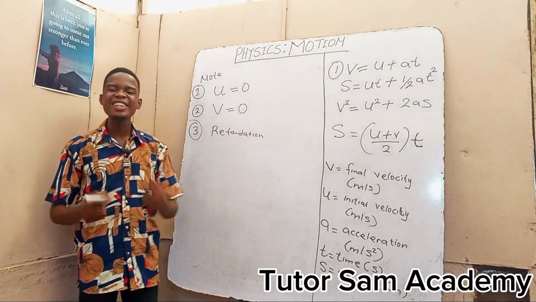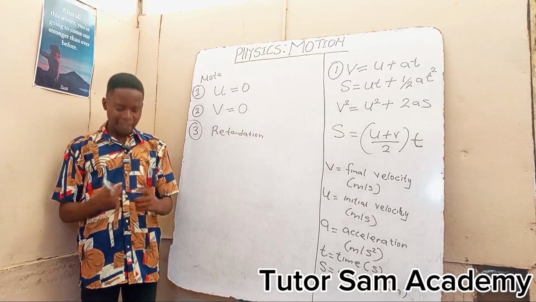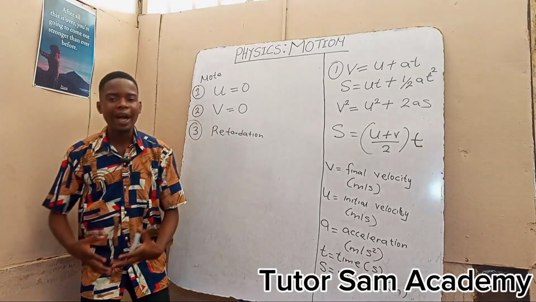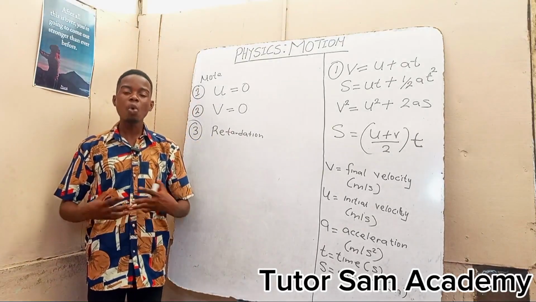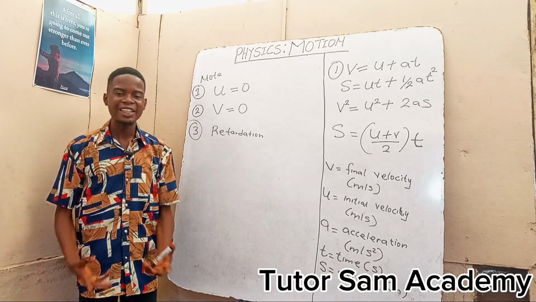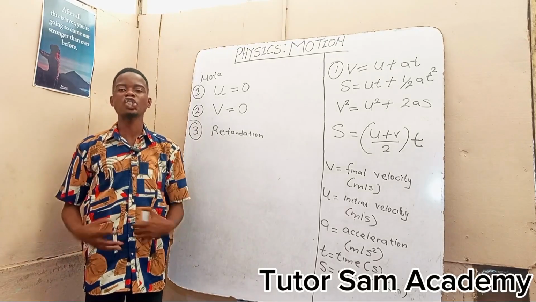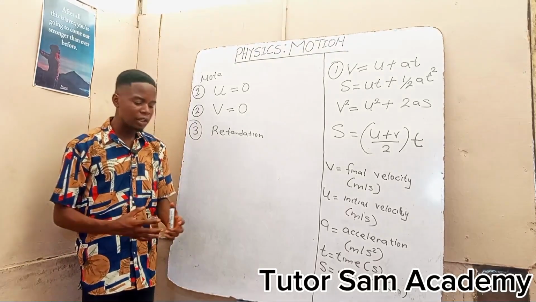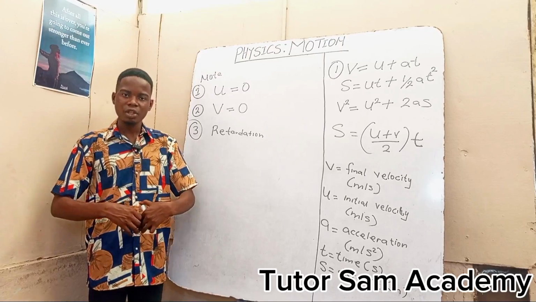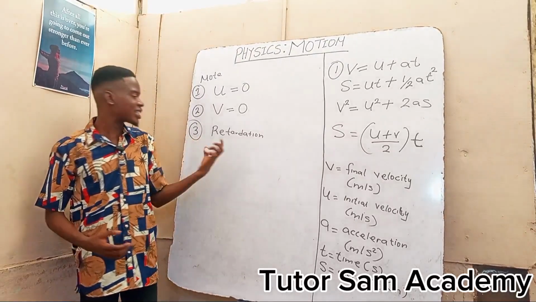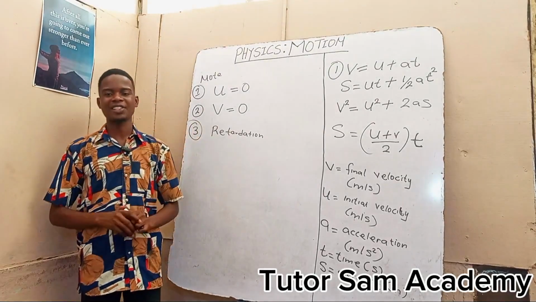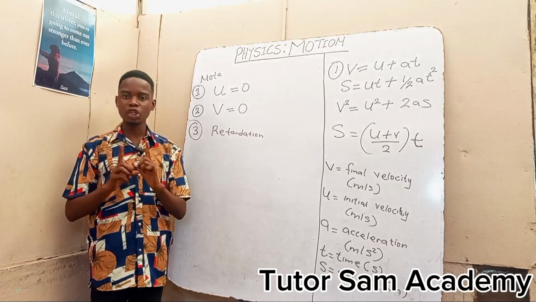Retardation is simply a negative acceleration. That is, acceleration can be positive and acceleration can be negative. So when acceleration is negative, it is what we call retardation or deceleration. When a body is moving and comes to rest, retardation is a type of acceleration that brings a body to rest. So that is what retardation is all about.